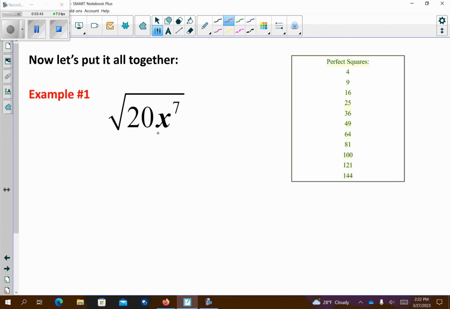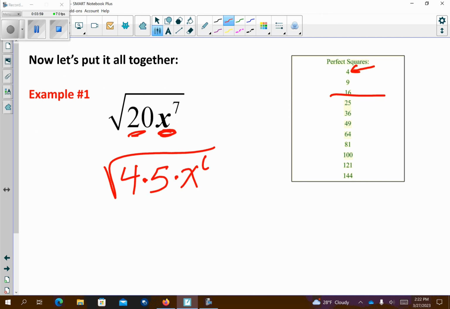All right, so a little trickier. We have a couple things to do. 20 we have to break down. So 20 falls about in here. So think about it. 4 times 5, 4 is the biggest perfect square. So I can go 4 times 5, and then I'm going to break this down. And I want an even number, and then it's the first.